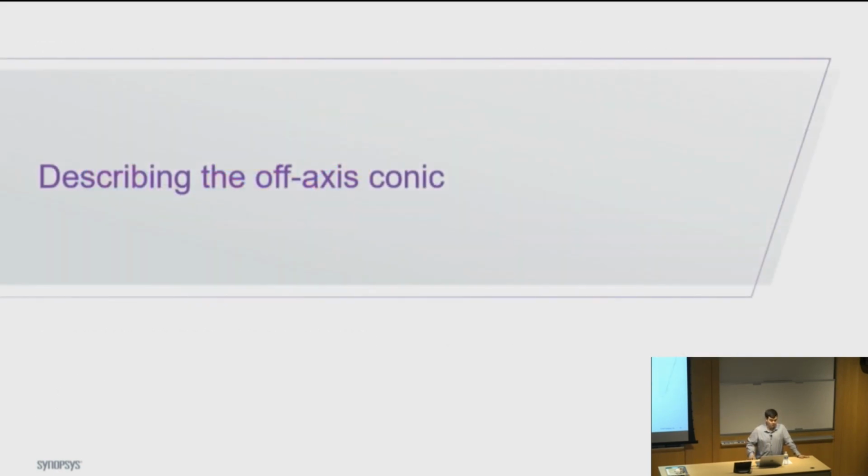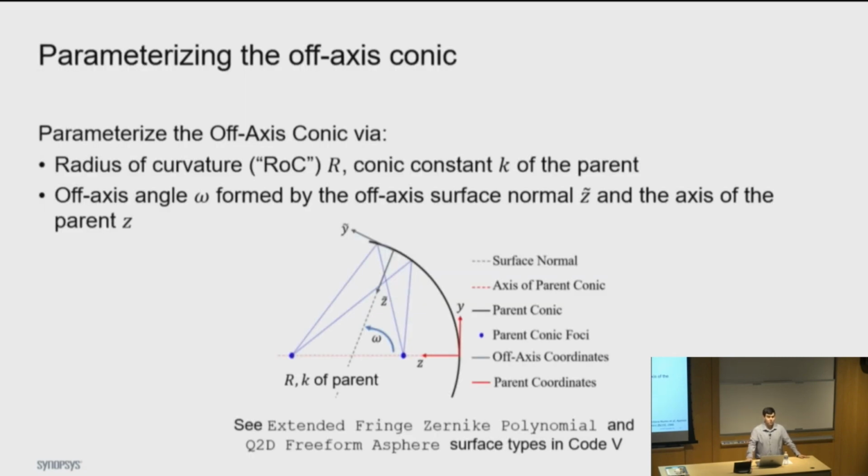Before getting too far into it, though, I do want to pause and talk a little bit about how we describe the off-axis conic, because there are a couple of different approaches that you could take. The first question is how we parameterize it. What numbers are you going to use to describe your off-axis conic? And what we're going to do is the following approach. We describe our off-axis conic first by specifying the radius of curvature r and conic constant k of the parent. And then we're going to specify how far off-axis we go via the off-axis angle omega.